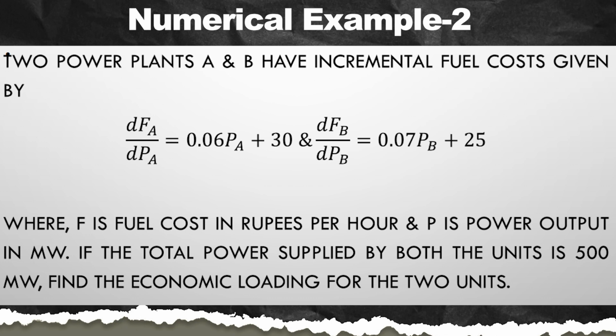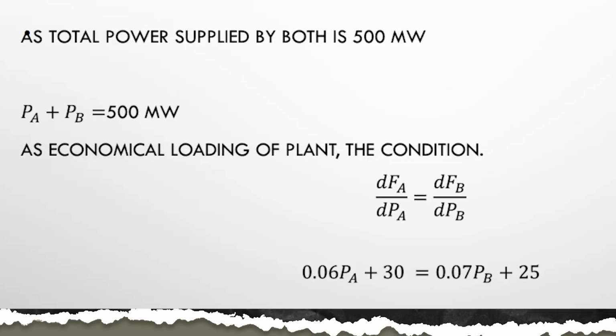We know, but before that we have this total power supply by both the units, which I can write as: total power supply by both is 500 megawatt. So I can write PA plus PV equal to 500 megawatt. With this given, I know that for economical loading of the plant, the condition of sharing is like that. The condition is DFA.